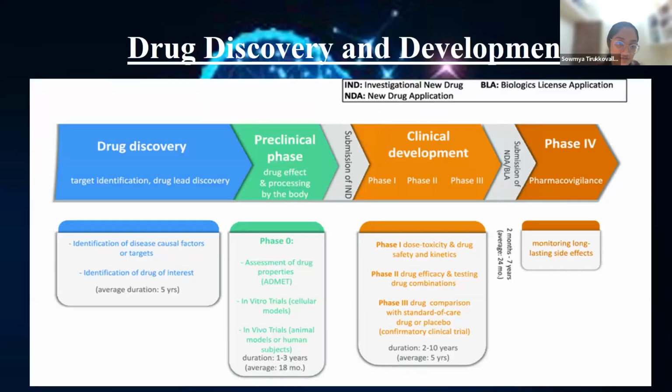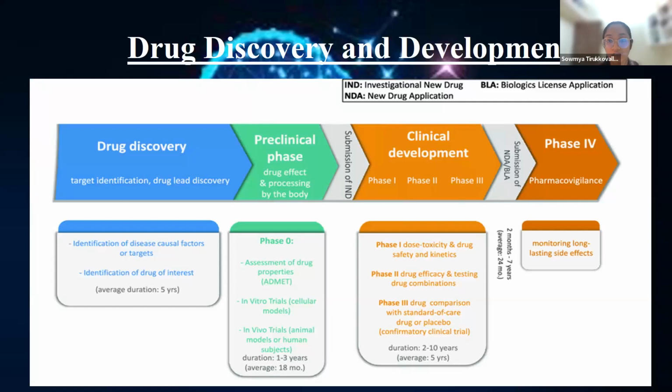This flowchart shows the average time it takes for each process in drug discovery and development. First is the drug discovery phase, where the average duration is 5 years. There's identification of diseases, and identification of the drug of interest.